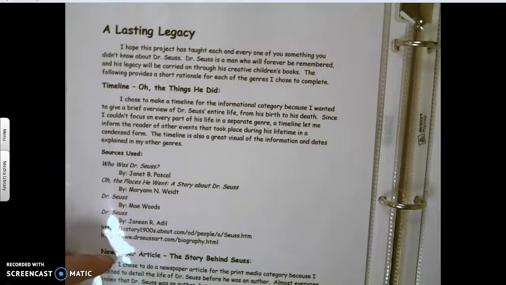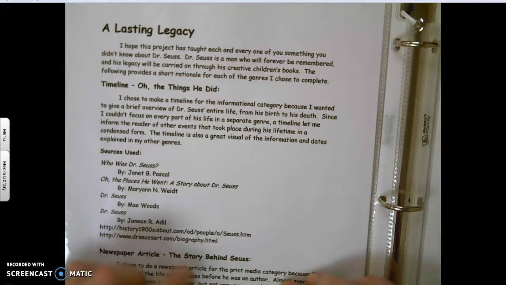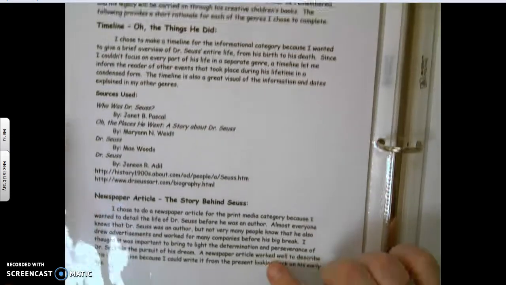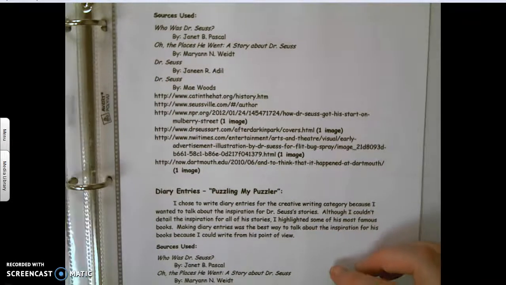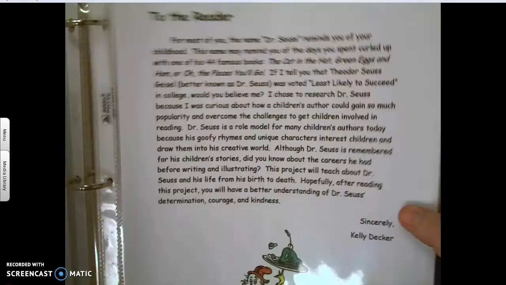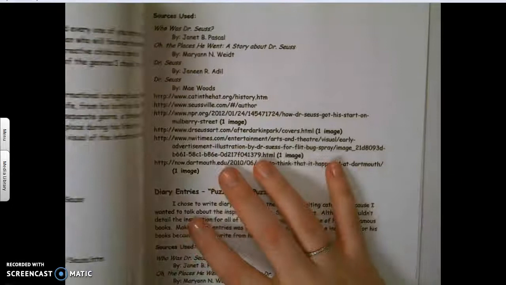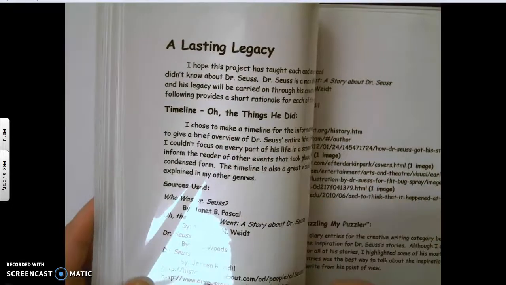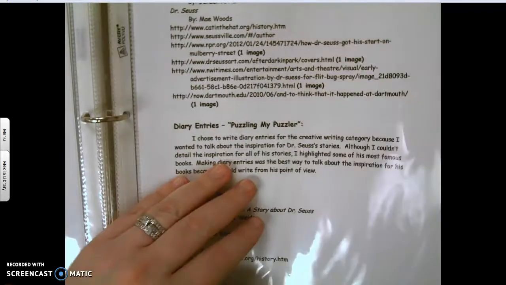Then you'll go on to the next genre, which was a newspaper article, and the title of the newspaper article, a short description as to why a newspaper article was chosen, and on the next page, the sources used. These should go in the same order as what is seen here on the table of contents. Timeline, newspaper article, you can see over here, it's a timeline, then a newspaper article. So they should follow the same exact order.